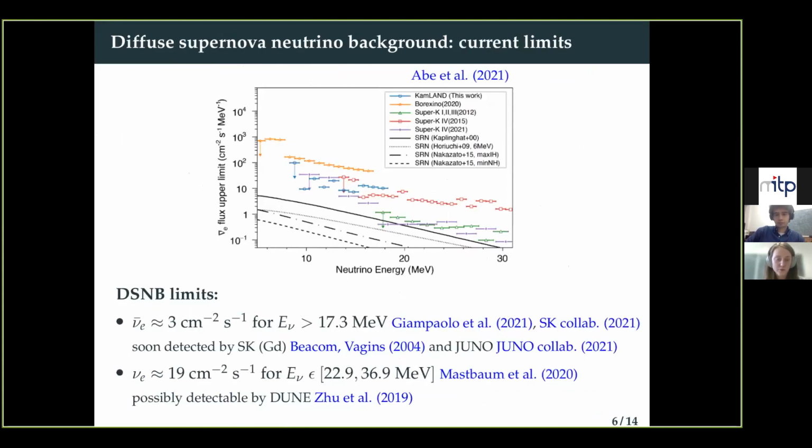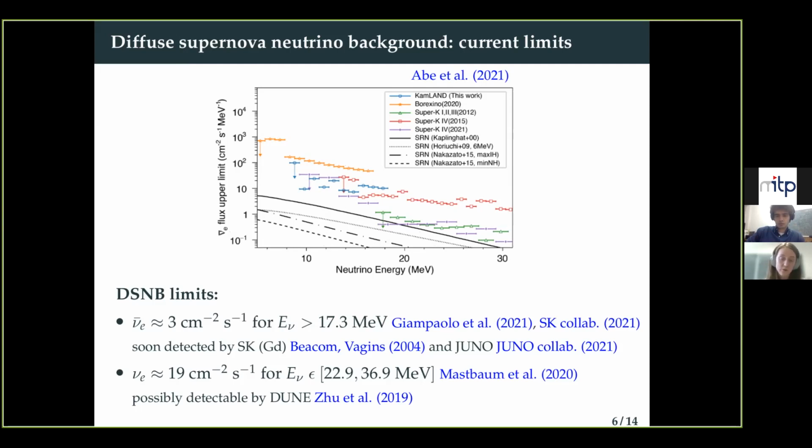So now I will move on to the limits on the DSNB. On this figure here, you can see the most stringent current limits, which are on the anti-electron neutrino flavor. All the experimental limits are shown as these colorful markers, and the different theoretical modeling is shown as black lines with different line styles. As you can see, and as you already heard before, most of the limits from the experiments are by a factor of 2 to 3 above most of the theoretical models.